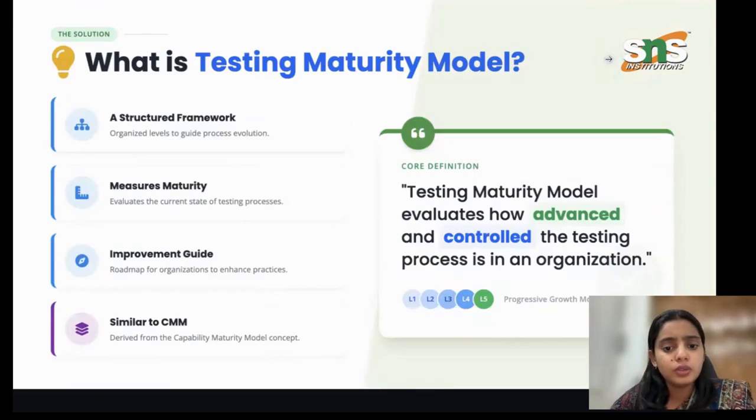So what will be the solution? So we shall see here. The solution is the testing maturity model. TMM is a structured framework. It measures the maturity of a testing process. It provides a roadmap for improvement, and it is similar in concept to CMM. In simple terms, the test maturity model evaluates how advanced and controlled the testing process is in an organization.